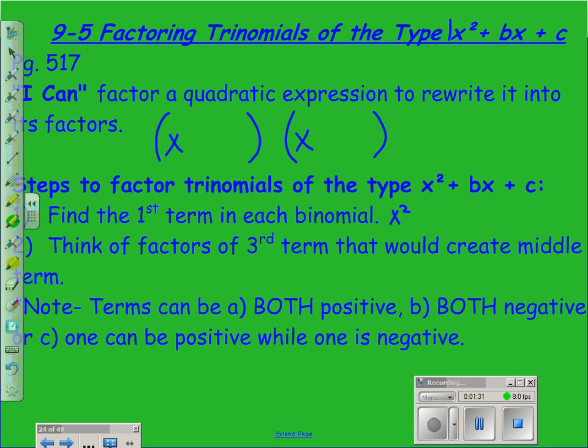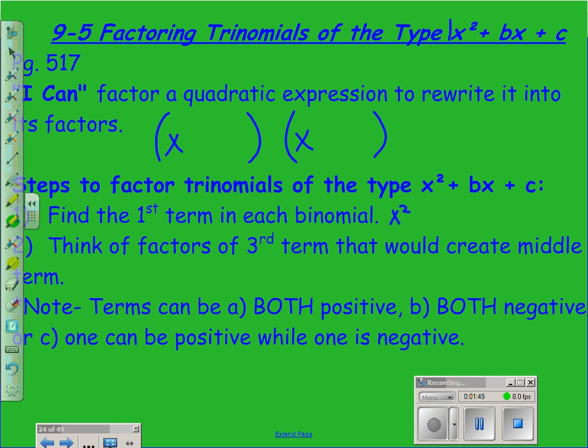Number 2, think of factors of the third term that would create the middle term. So I'm going to help you with this. We're going to just list all the factors, and then we'll determine the sign. And also at the same time, we're going to be thinking about the middle term. I hope you enjoy this. I like it. It's kind of like a puzzle.